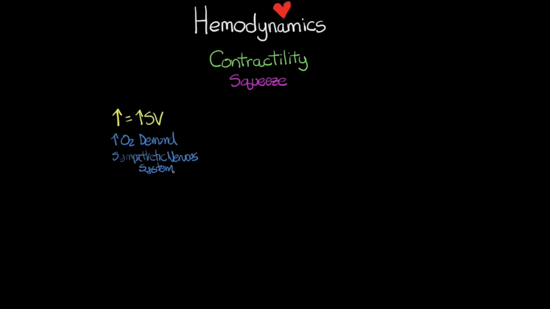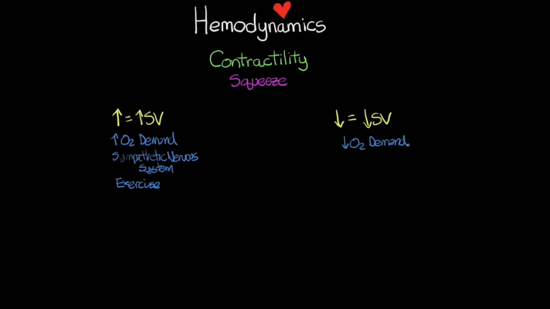And again, like we talked about, that fight or flight system will not only increase your heart rate, but it will increase your contractility. And then also things like exercise. Now again, on the flip side of this, if we have a decrease in our contractility, that's going to lead to a decrease in our stroke volume. But as a result, we are then going to have a decrease in our myocardial oxygen demand.